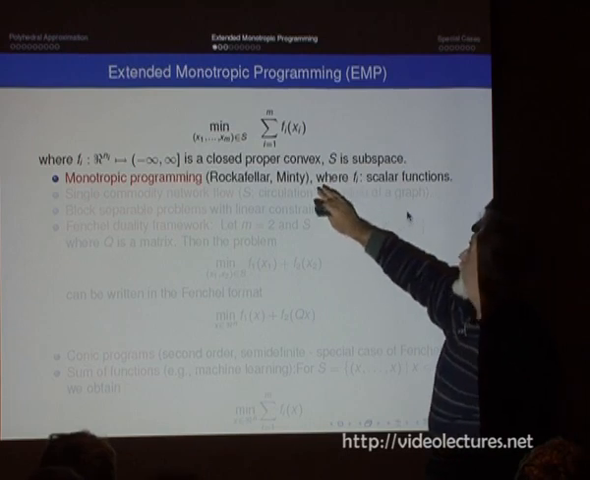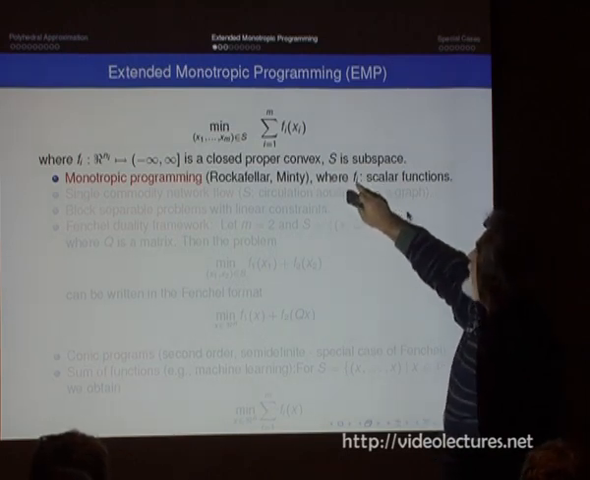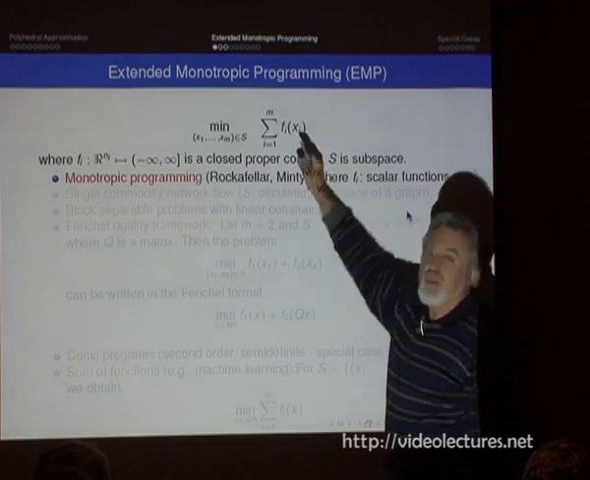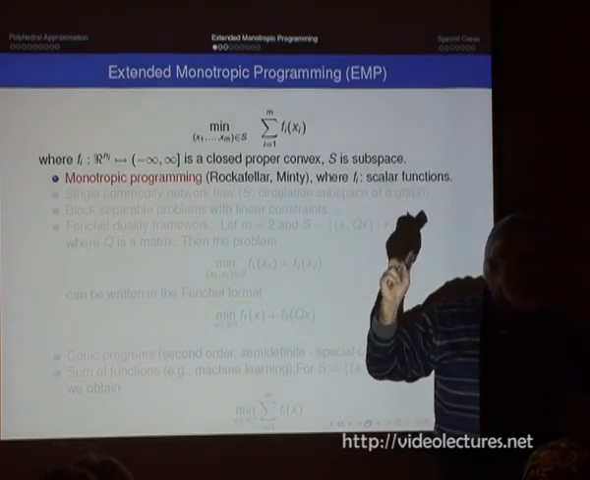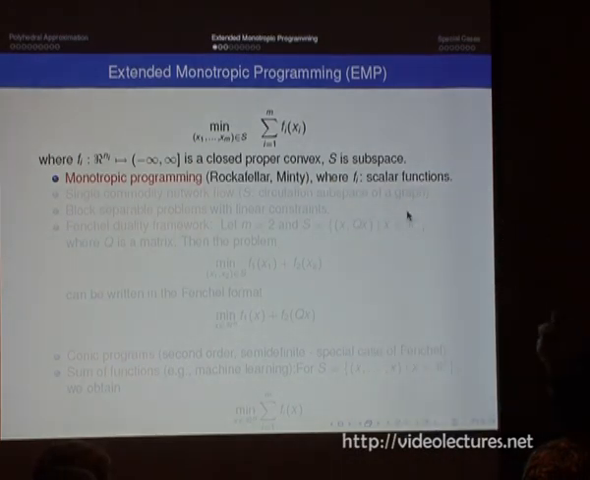An important special case of this is when the fi's are scalar functions. In other words, the components are one-dimensional. This is called monotropic programming, a term coined by Rockafellar in a 1984 book. He built on earlier work by Minty, a very elegant type of problem that means the strongest type of duality possible, as strong as linear programming duality. And Rockafellar has written a beautiful book on this problem and its applications.